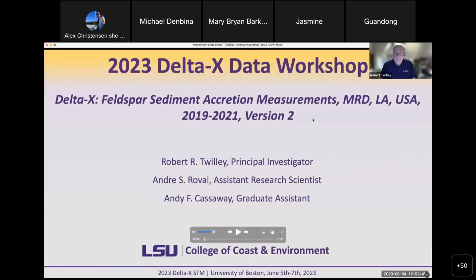This is from Robert Twilley at LSU. I'm Robert Twilley. I'm going to give a quick overview of the data sets we've collected on Delta X. I want to thank Andre Revi and Andy Cassaway for being the responsible parties of compiling this information.